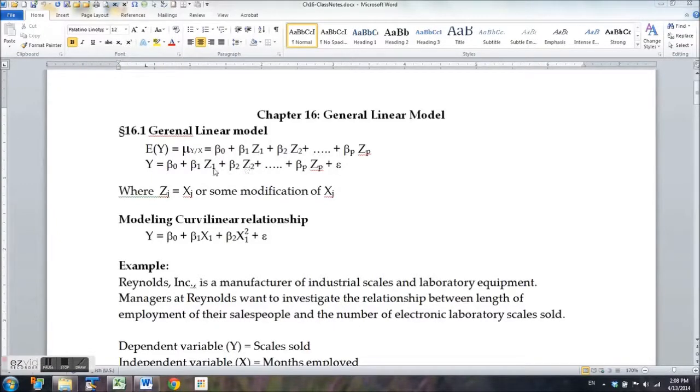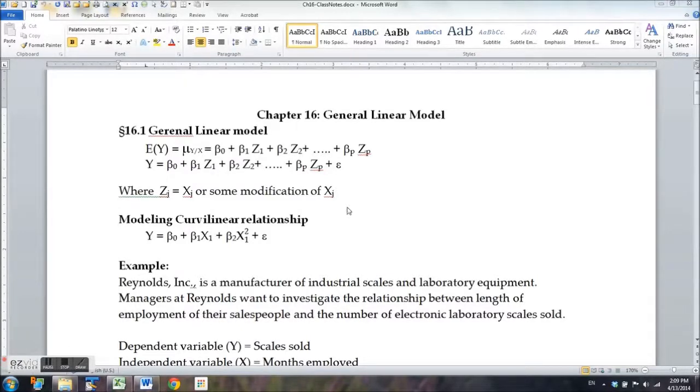So each of these z's can be just the x's that we saw earlier, or they could be a modification of the x's, like maybe x squared, or maybe 1 over x, or maybe logarithm of x. Now, why would we do that? Well, we looked at residual analysis for the verification of the assumptions. If some of the assumptions are not validated, then these transformations can mitigate those instances.